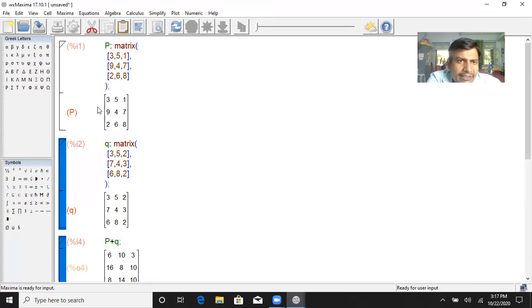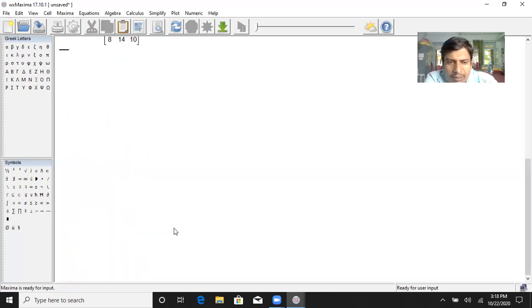See here, the first element of matrix P is 3 and the first element of matrix Q is 3. 3 plus 3 is 6. Then 5 plus 5 is 10. Then 1 plus 2 is 3. Then 9 plus 7 is 16. Next 4 plus 4 is 8. Then 7 plus 3 is 10. Same for the last row: 2 plus 6 is 8, 6 plus 8 is 14, then 8 plus 2 is 10. This is P plus Q.